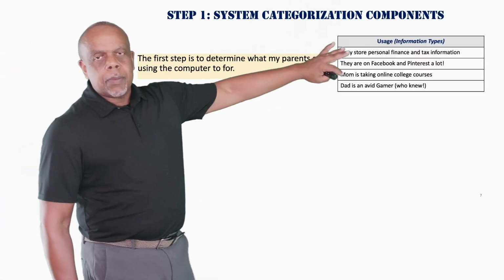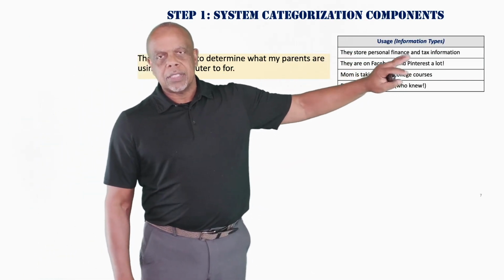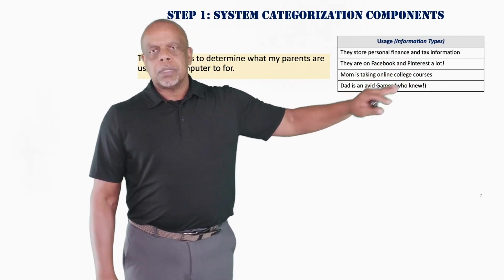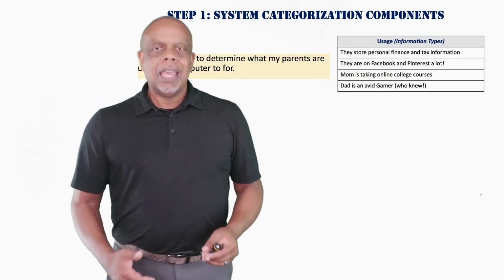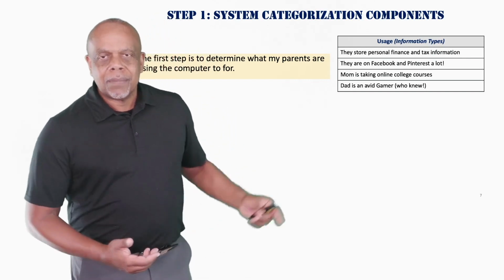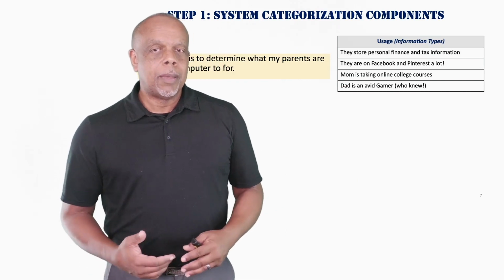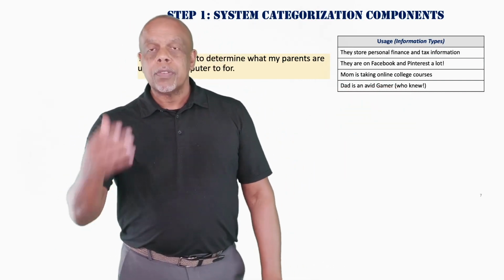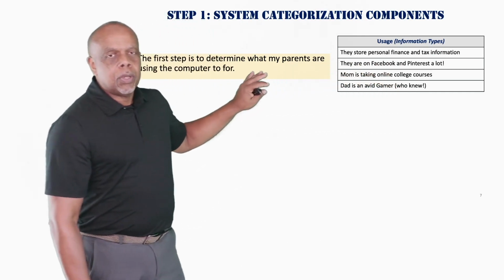So when we talk about that, what's the usage? Well, my parents, what are they going to do? They're going to store their personal finance and tax information on that computer. They're going to go on Facebook and Pinterest, probably my mother, a lot. She loves Pinterest. She loves all those recipes and all those nice little gadgets they have. Now, what I didn't realize in the process of this, I learned some great things about my mom and dad. First, my mom is taking online college courses. Who would have ever thought that my mother would be taking online college courses? So she's going to be using the computer for that.